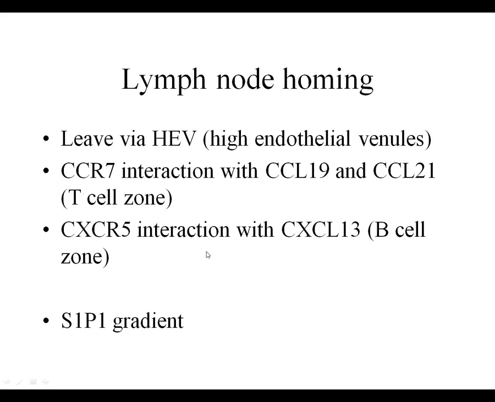But as these get activated, these aren't good markers for T cells or B cells, because as T cells get activated, where do they want to go? Well, they want to end up going to the B cell zone so they can actually activate a B cell. So then CCR7 is going to be downregulated, and CXCR5 is going to be upregulated, and it's going to let that T cell move towards the B cell zone of the lymph node. In general, I would definitely know all four of these things: HEV, CCR7, CXCR5, and the S1P gradient, or be familiar with it.